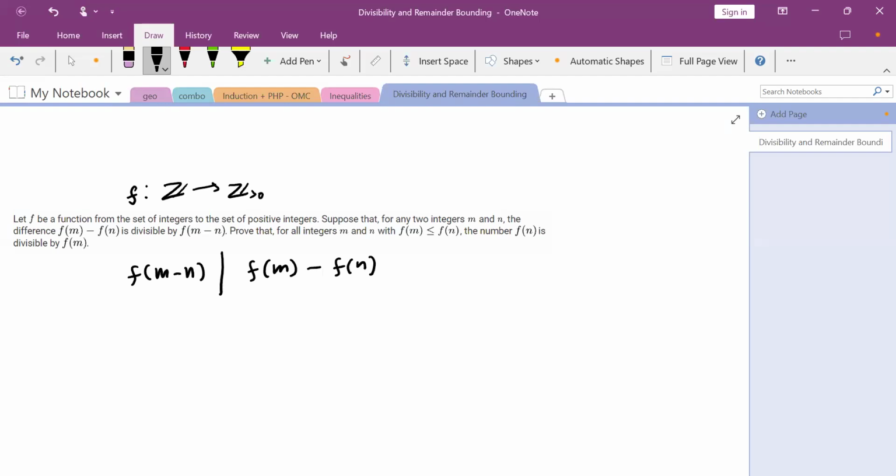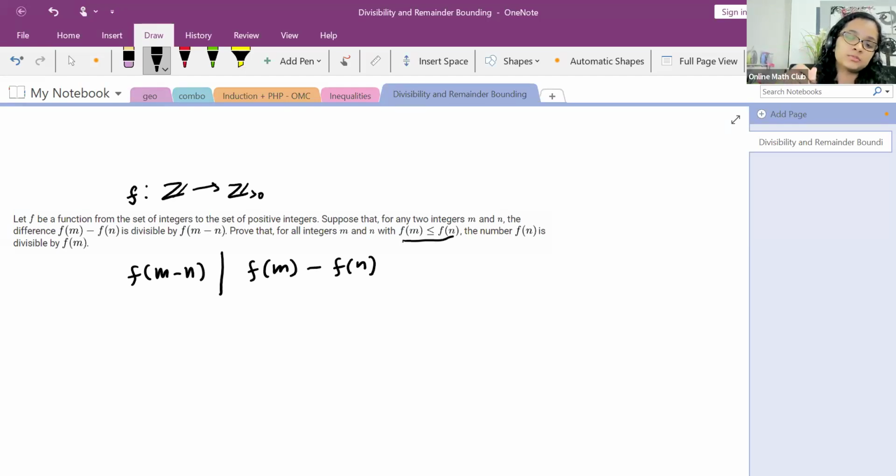When we say that m minus n divides f(m) minus f(n), then here also m is smaller than or equal to n. You can say that without loss of generality, I guess. Yeah. You can assume this and then try to prove for some other case.